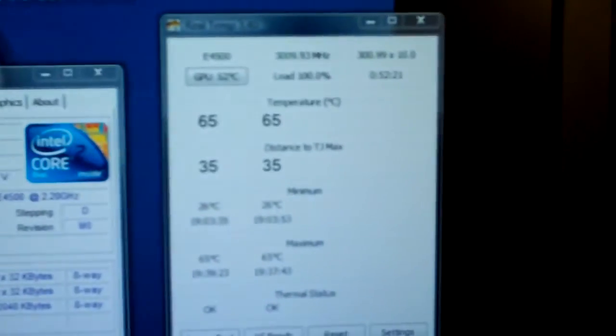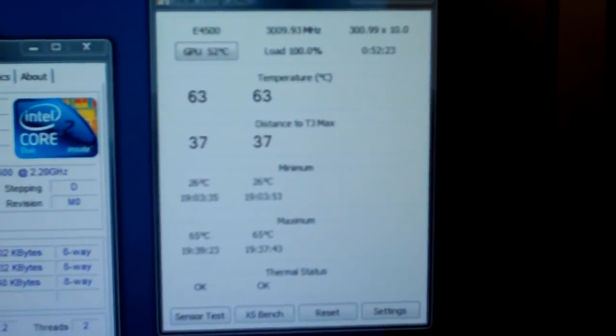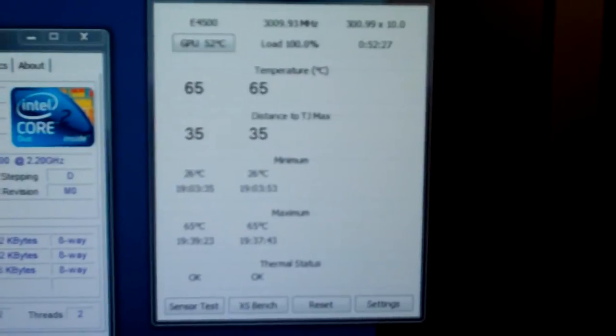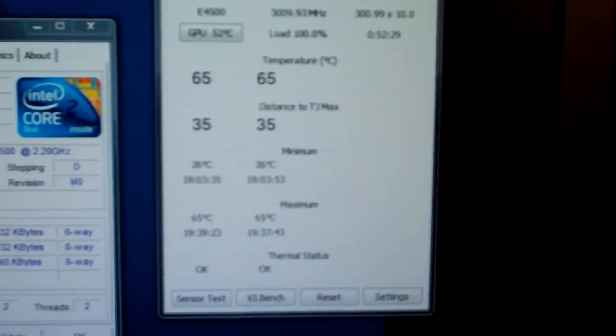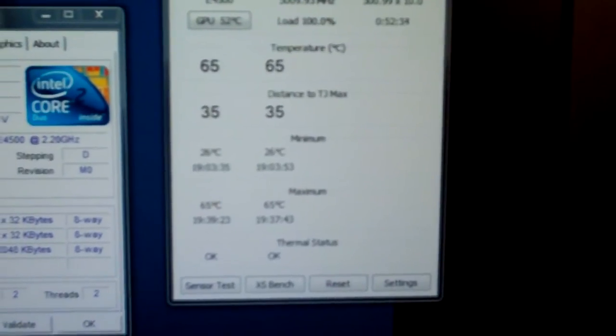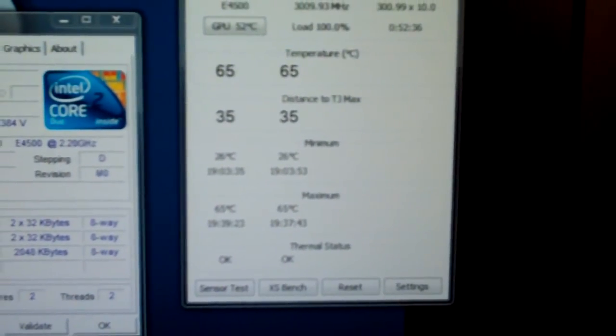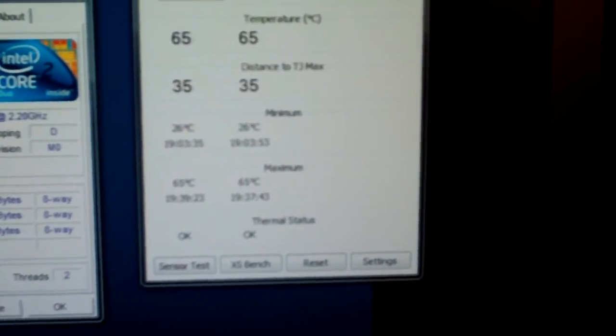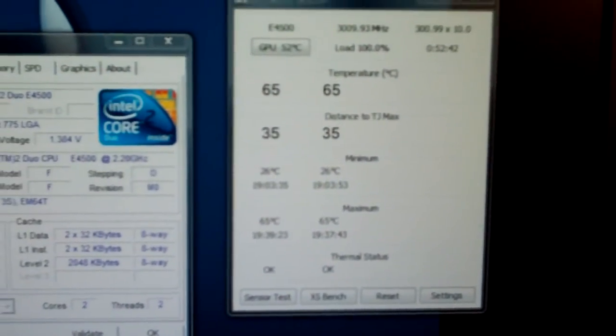And basically the temperatures we're looking at here just hit 65 Celsius. We've been sitting between 60 and 63 for the last about 15 minutes. Idle temperatures were down to 26. They stay usually about in the low 30s. And then 65 Celsius is the highest we've obtained so far.